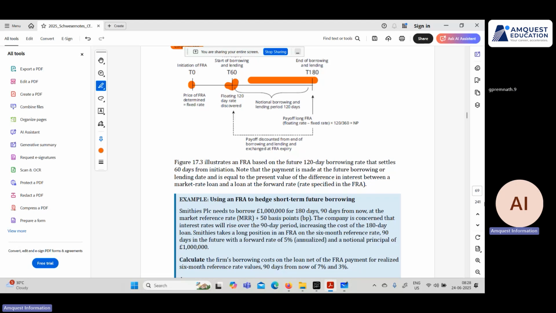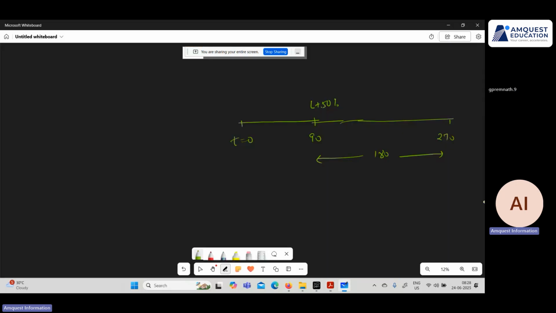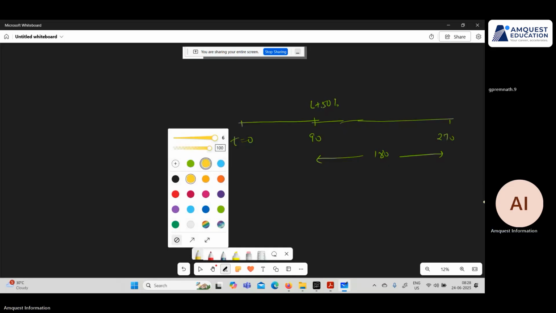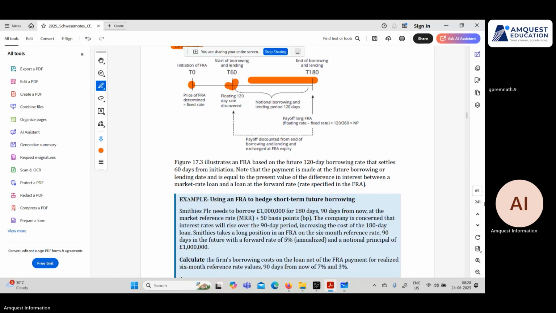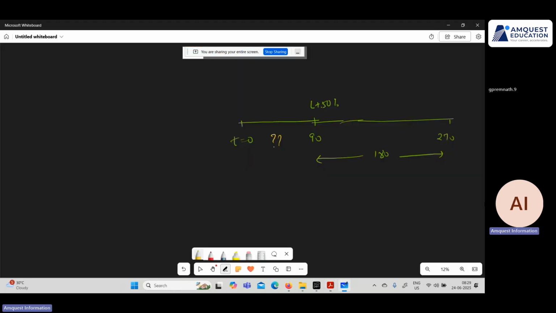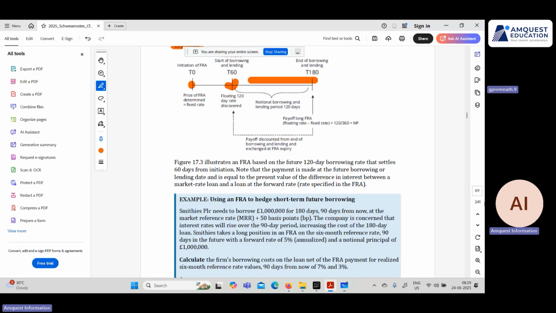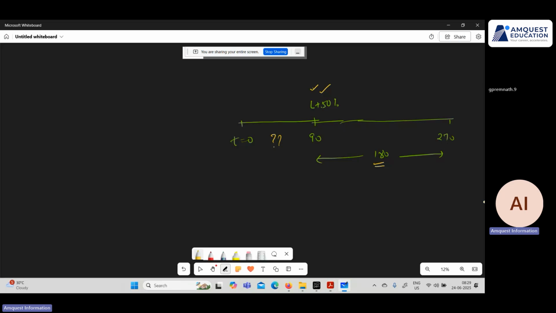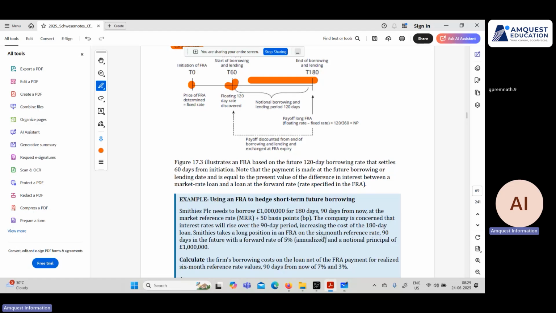The company is concerned that the interest rates will rise over the 90-day period. Basically, they say that it might increase somewhere over here, and then increase the cost of the 180 days loan, obviously something that we talked about. So for this 180 days, the cost of borrowing would be too high. Smithies take a long position in an FRA on the 6 months reference rate, 90 days in the future. So basically, they say that they fixed a price. It is very important to understand the timeline, that it's the same. What they're trying to say is they are taking a long position on a 6 months reference rate, 90 days in the future with a forward rate of 5%. So basically, it is in line with what we are solving.